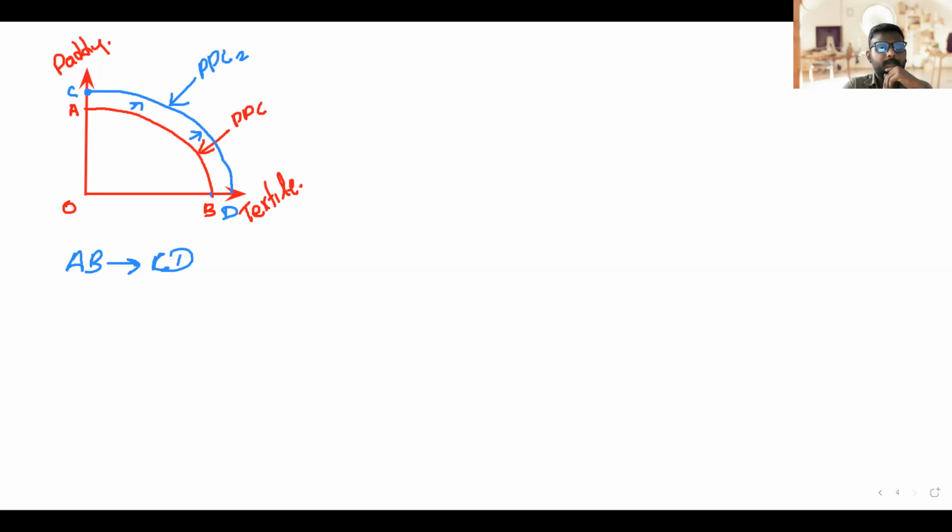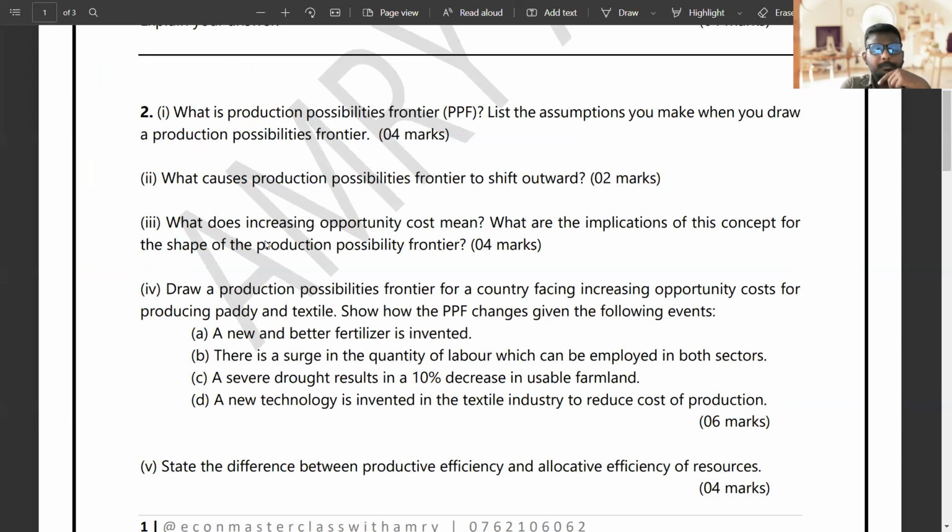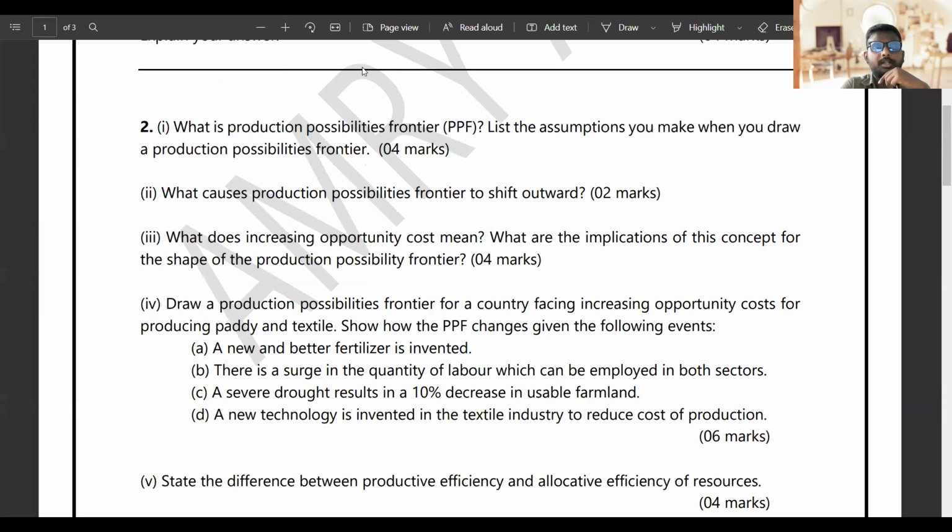Others, quick, quick, quick. Is that clear? What's the next situation then? A severe drought results in a 10% decrease in usable farmland.